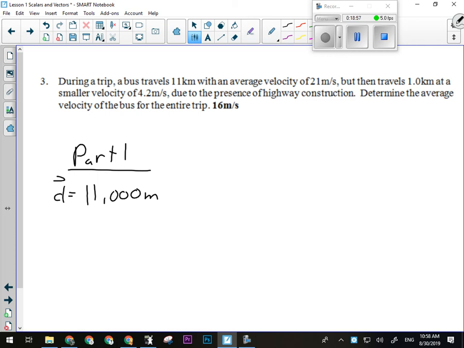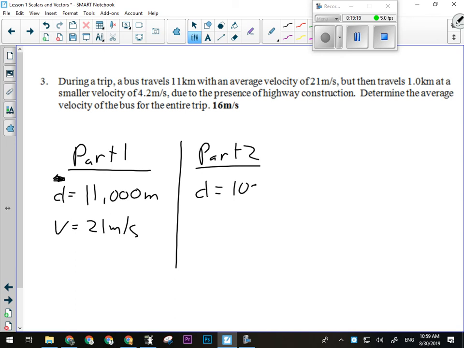All right, so I'm converting that to meters. And I know that my average velocity is 21 meters per second. Actually, that's a speed because they didn't give a direction on either one of those. So this is actually distance, this is actually speed. And then part 2, we have 1 kilometer, which is 1,000 meters, and a speed, because they didn't give us a direction here, of 4.2 meters per second.